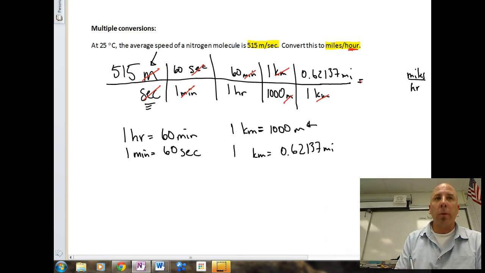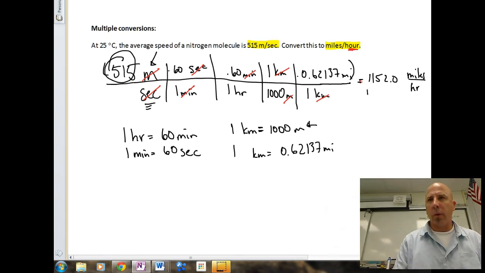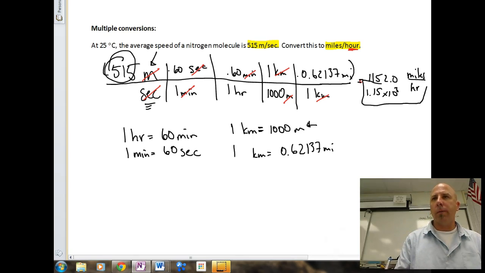So we're going to multiply straight across the top, 515 multiplied by 60 multiplied by 60 multiplied by 0.62137, and divide by 1,000 and see what we come up with. Okay, and I come up with 1152.0, which is too many sig figs. Looking back, we have 3 sig figs there. So let's round this to 3 sig figs and put it in scientific notation: 1.15 times 10 to the third miles per hour. And that's how we do that conversion.